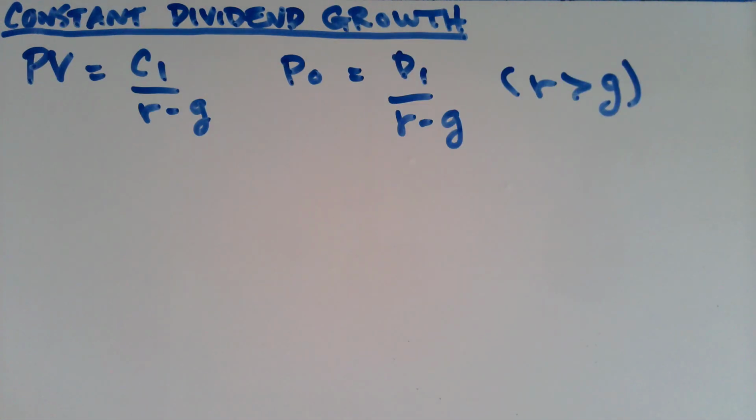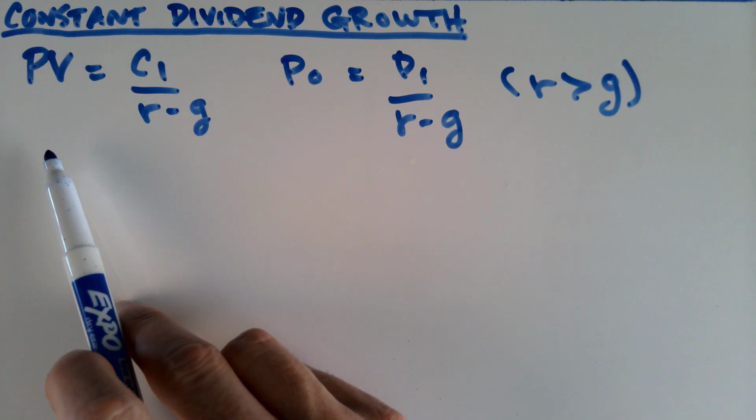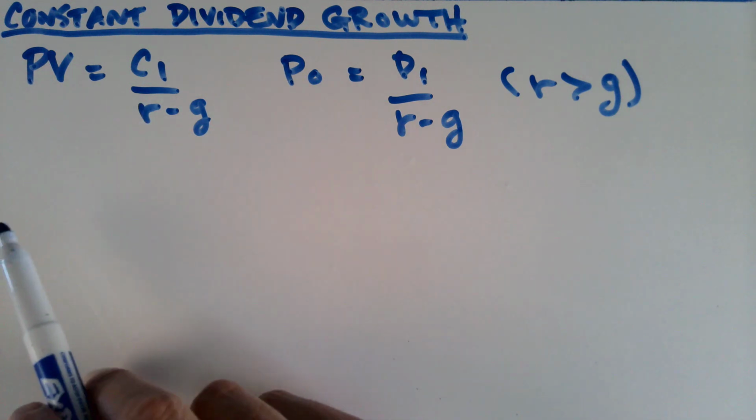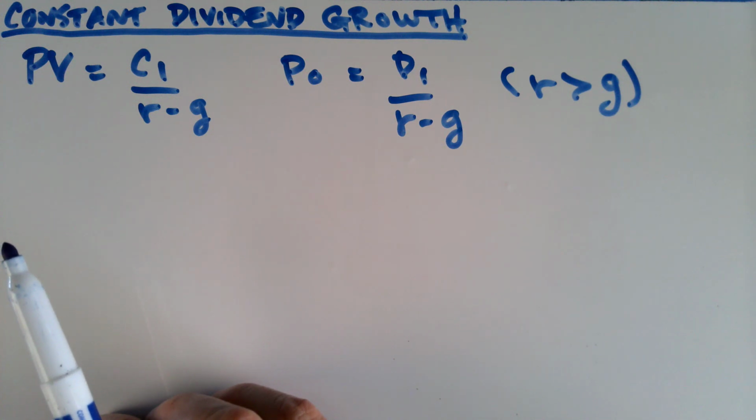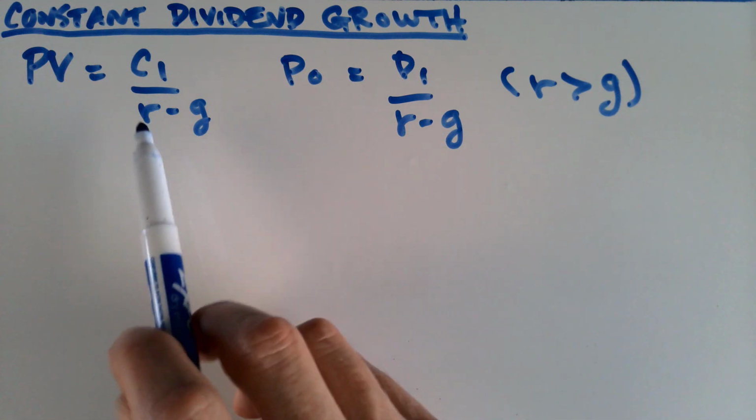Now let's talk about how to price a stock with a constantly growing dividend. We have a model for this already with the growing perpetuity, because after all, stocks go on forever and ever in theory. All we have to do is take this formula for the present value of a growing perpetuity and turn it into a formula for pricing this stock.